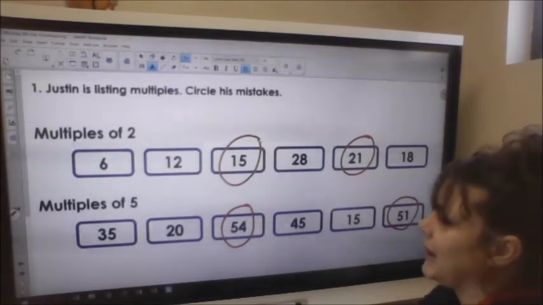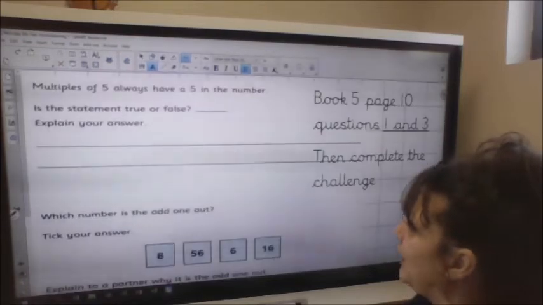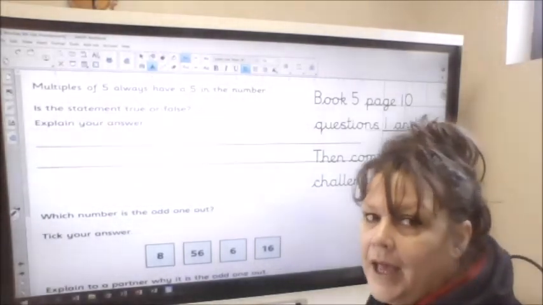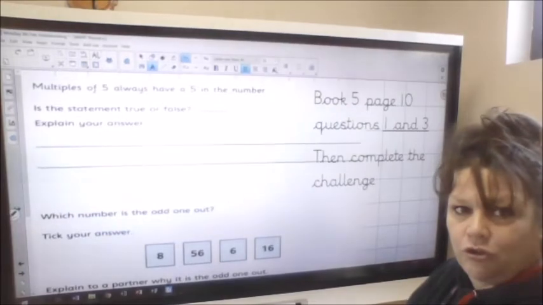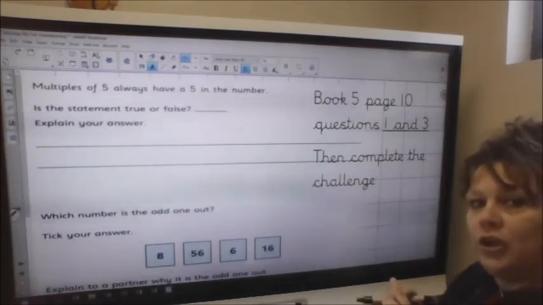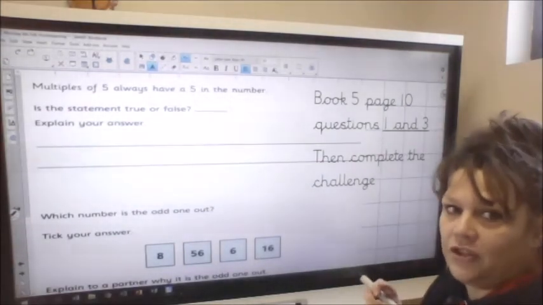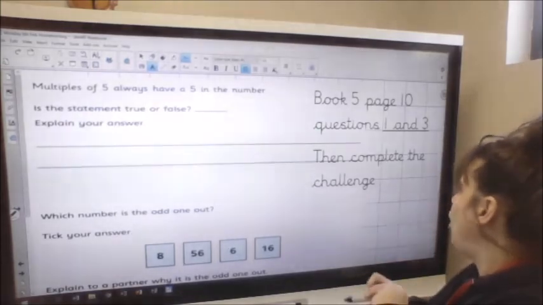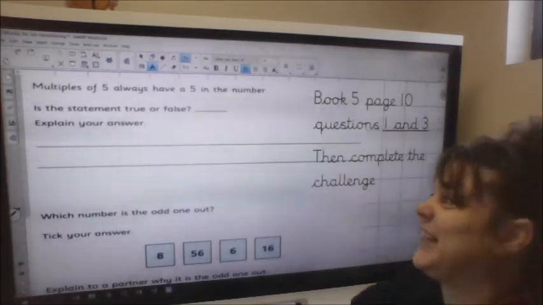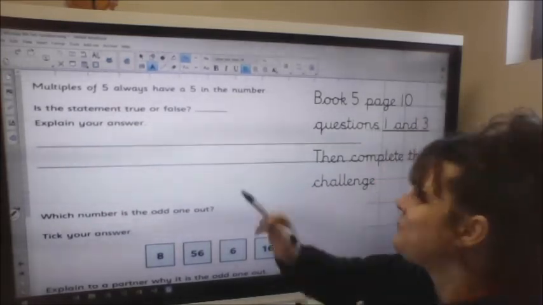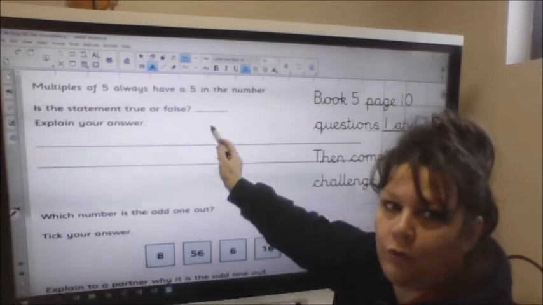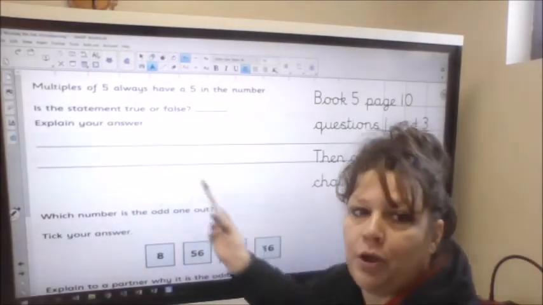Okay, so let's have a look at what you are doing today then. So we've done lots of questions on the board and you've had a lot of goes at little questions yourself. So you have got book 5, page 10. You're only doing questions 1 and 3 on that page today. And then you are going to complete this challenge. So if you were listening carefully, you might know the answer to this. Multiples of 5 always have a 5 in the number. Is the statement true or false? So you're going to put true or false, and then you've got to prove it.